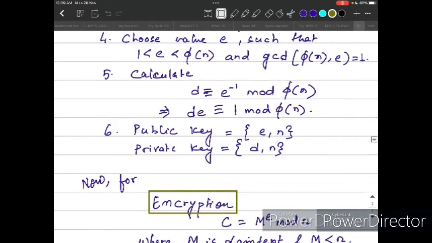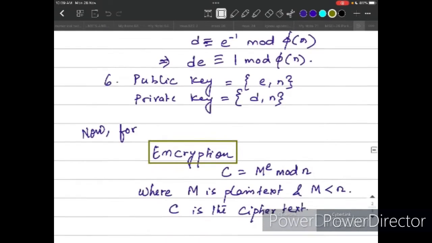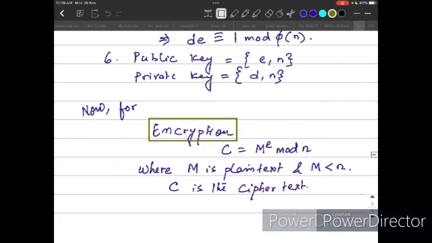Now you have to calculate D. D equals E inverse mod phi of n. E we got from the previous step. So D equals E inverse mod phi of n, meaning D times E equals 1 mod phi of n. And public key equals E comma n. Private key equals D comma n. These things we will be using in the example.